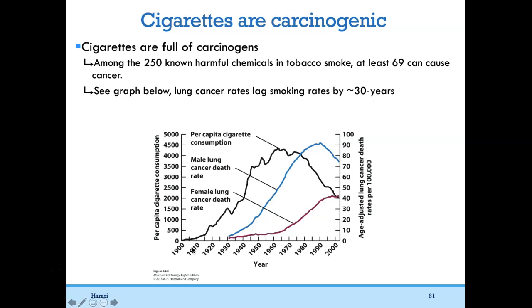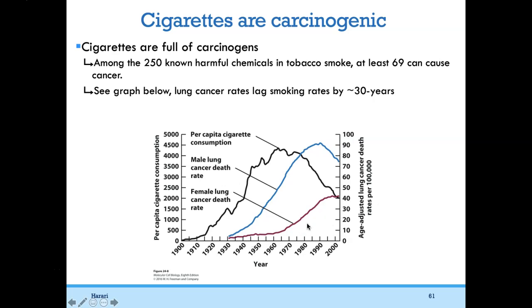And this graph shows the per capita cigarette consumption. So this shows how the prevalence of cigarettes increased and the result on lung cancer in males and in females. So you can see directly following the rise in cigarette consumption, you see an increase in lung cancer. So it's a very high correlation.